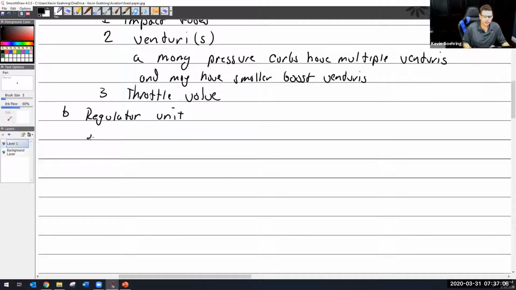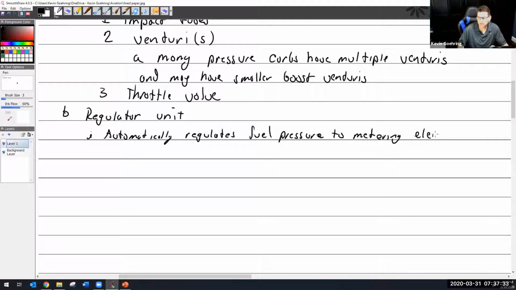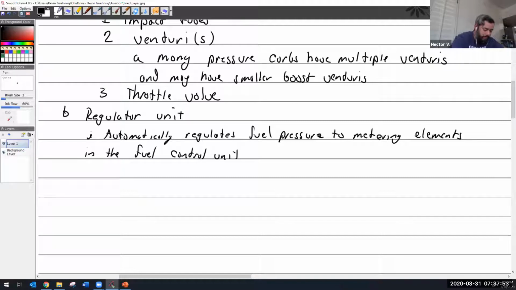All right, and I will say that it automatically regulates fuel pressure to metering elements in the fuel control unit. What is it referred to as? Elements. Parts, pieces, things.